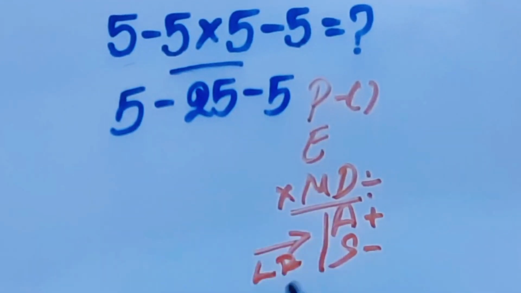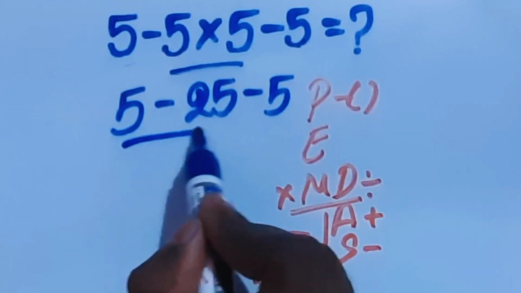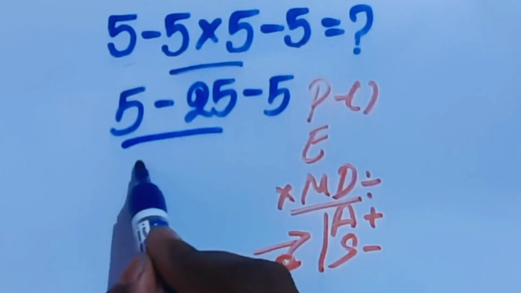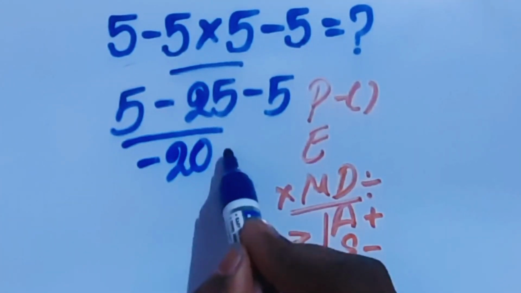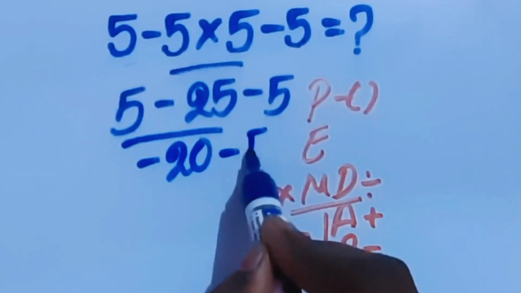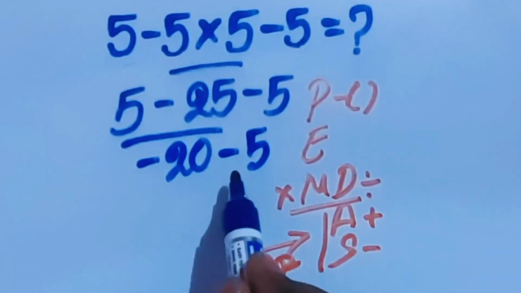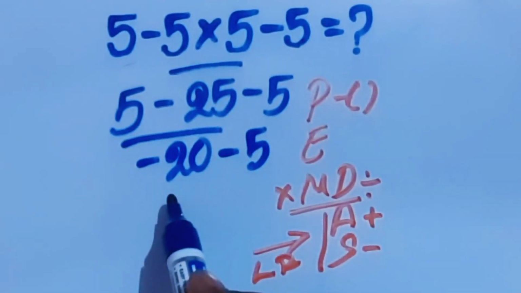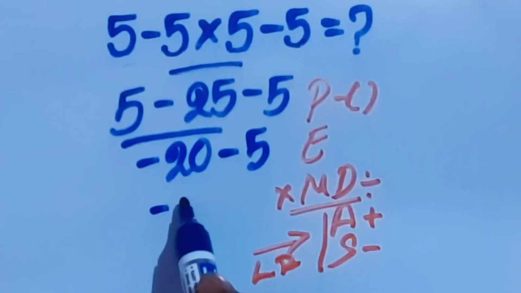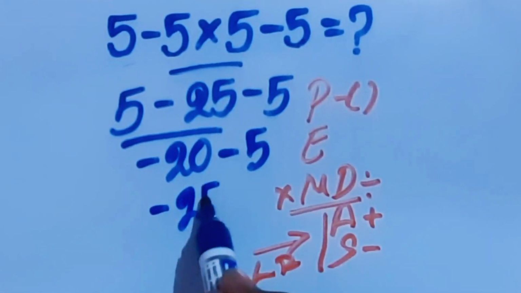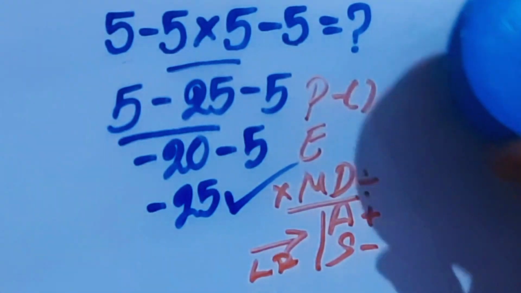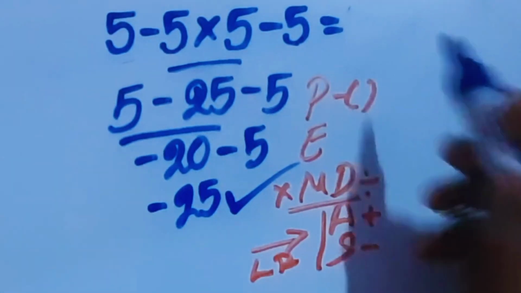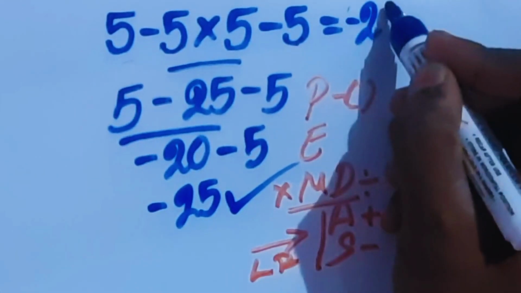Which operation is first? We have to follow here the left to right rule. For left to right, this is the operation. So here we'll get minus 20 minus this 5. Here both are minus symbols. Now we are going to add this as minus 25 is the correct answer. So minus 25.